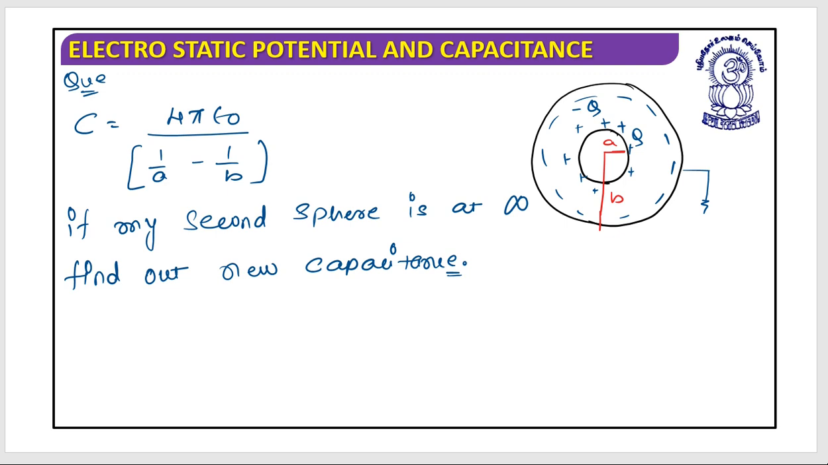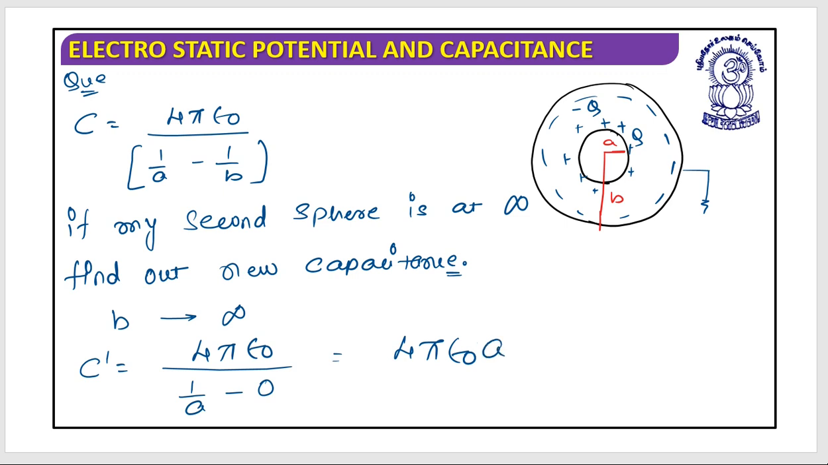So what I can know is that my b tends to infinite, and as my b tends to infinite, my new capacitance would be equal to 4 pi epsilon naught divided by 1 by a minus 1 by infinite, which would be 0, so this is equal to 4 pi epsilon naught into a. This is the new capacity of my system. This is 4 pi epsilon naught a.